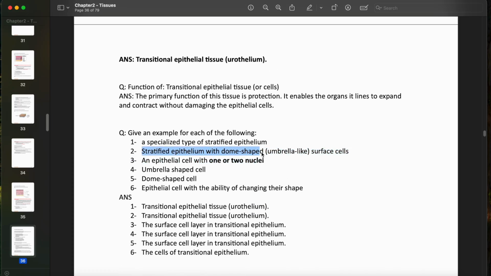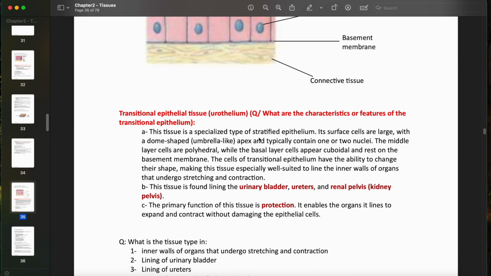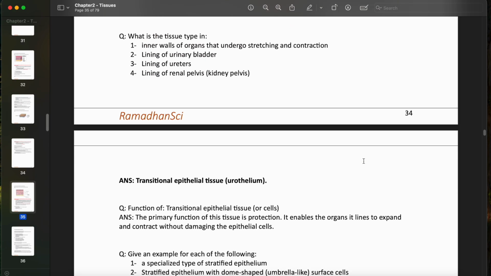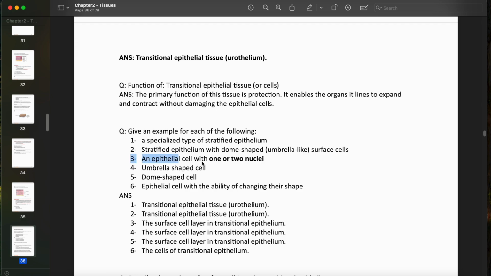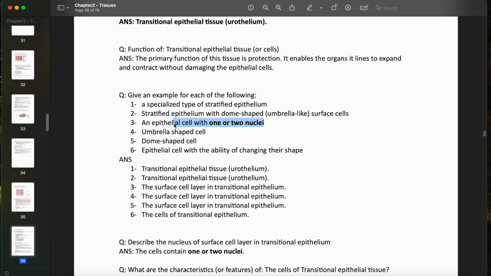Stratified epithelium with dome-shaped or umbrella-like surface cells. Of course, it's transitional epithelium. An epithelial cell with 1 or 2 nuclei. This is just from this description. They said that the apical cells contain 1 or 2 nuclei. So here, it's going to be the surface cell layer or the apical cell layer in the transitional epithelium that contains 1 or 2 nuclei.